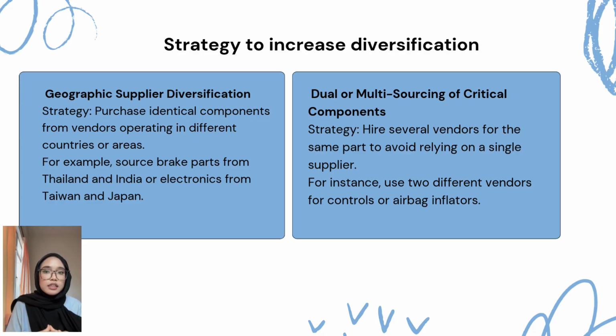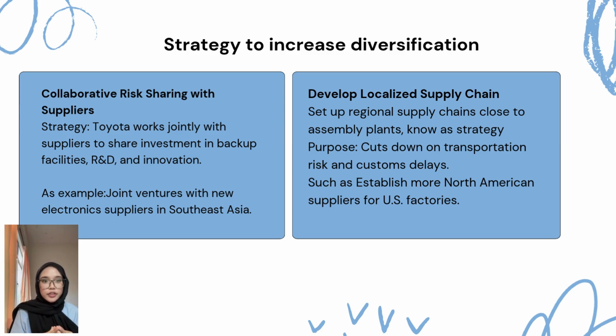The next part is dual or multi-sourcing of critical components. The strategy is to hire several vendors for the same part to avoid relying on a single supplier. For example, use two different vendors for control or airbag inflators. This requires making some backup for the main supplier, in case the main supplier cannot supply the component that Toyota needs. The next is collaborative risk sharing with suppliers.